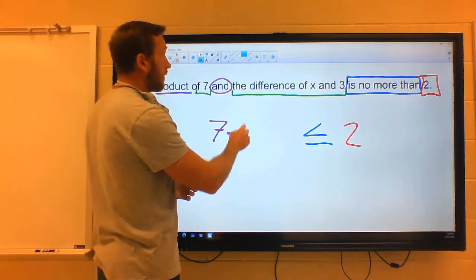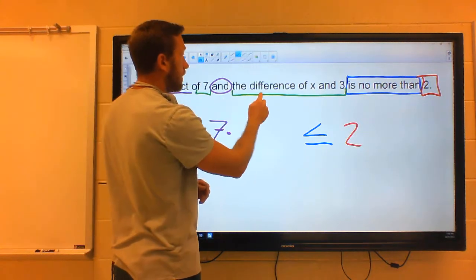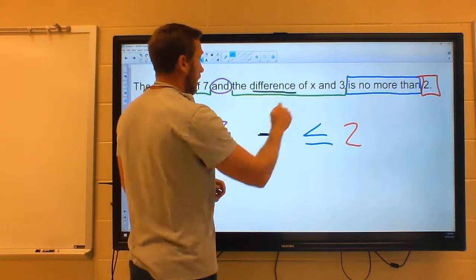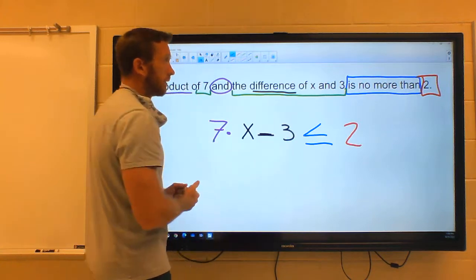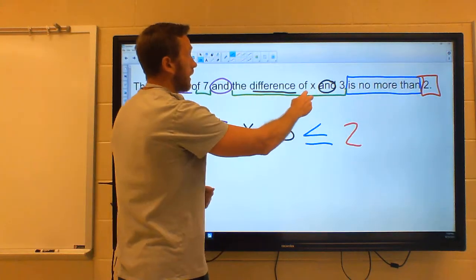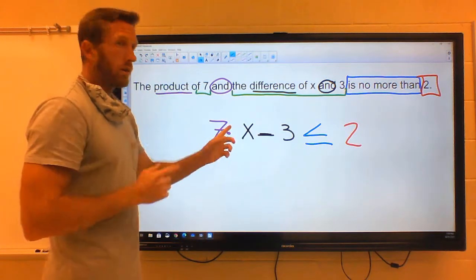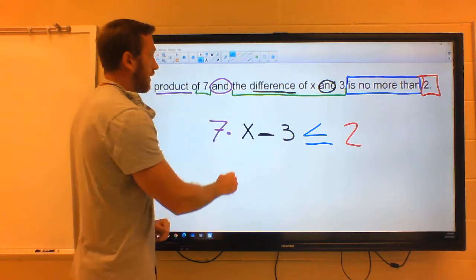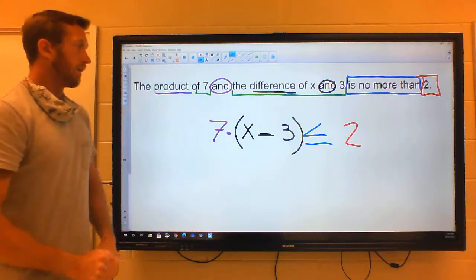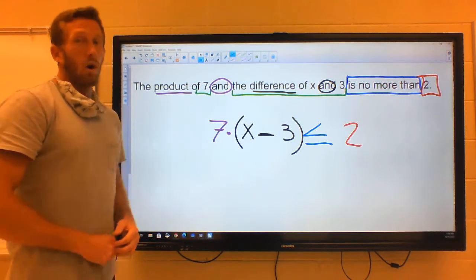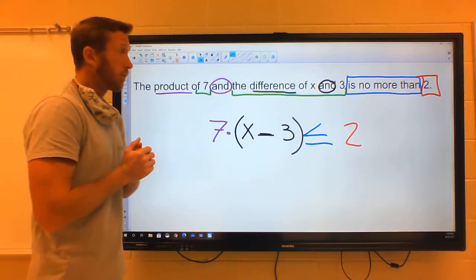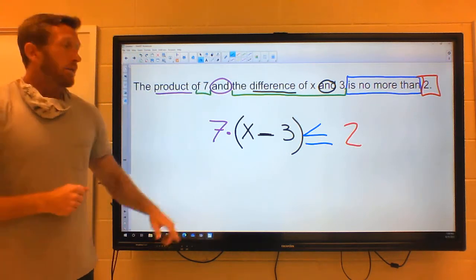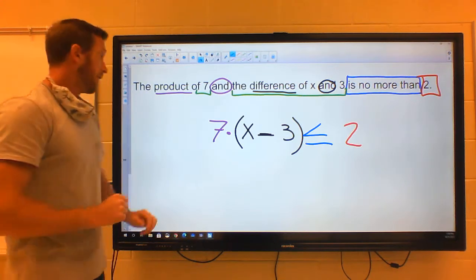But this bunch of other stuff has its own operation involved, where it is the difference, or the subtraction, of x and 3, right? The difference of x and 3. Now, we would not write it like this ever, because 7 needs to multiply all of that difference, meaning we put parentheses around it to signify that 7 multiplies all of it. So hopefully you were able to write this expression correctly. Part 2: now take this expression and solve it.